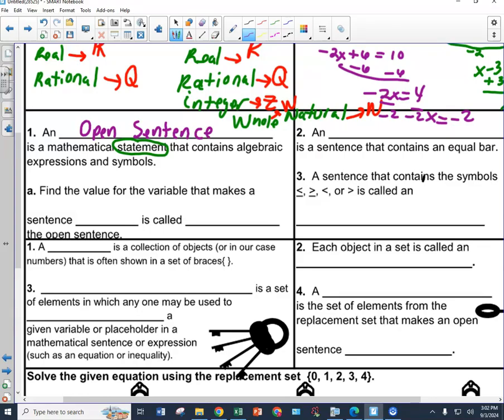An open sentence is a mathematical statement that contains algebraic expressions and symbols. When I ask you to find the value for the variable that makes a sentence true, that is called solving the open sentence. So I'm asking you to find the answer, while you're actually doing the technique called solving.